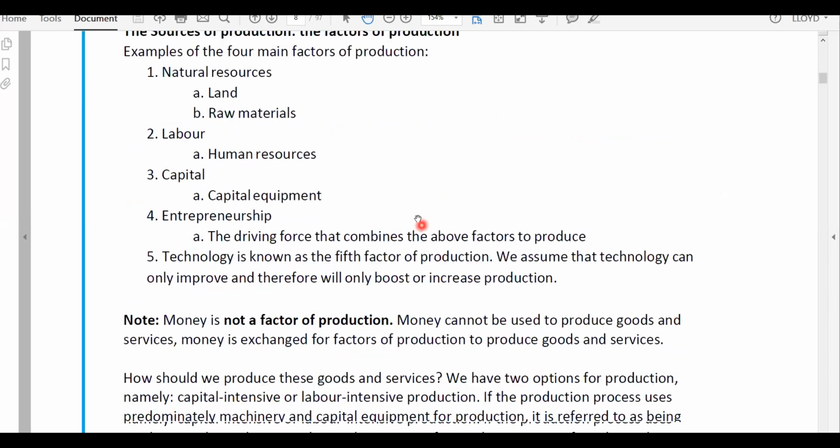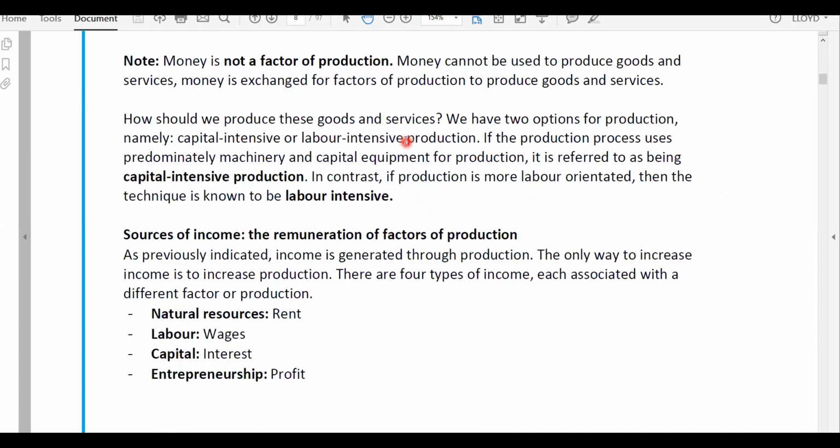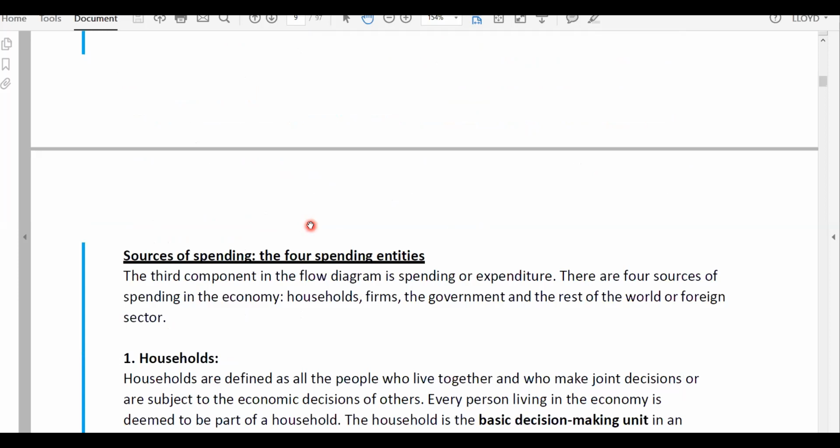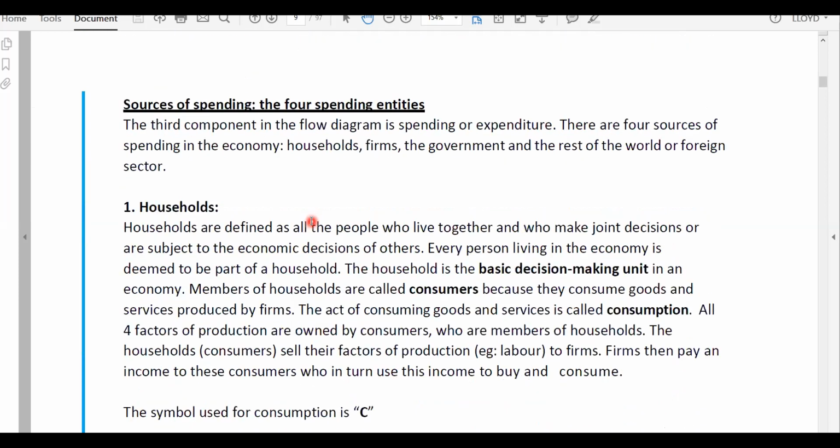So we have mentioned this. The production, right? Demand is not a factor of production. The remuneration, I've mentioned it. All right, so perhaps now we can go on to look at a more detailed analysis of the spending entities in the economy.